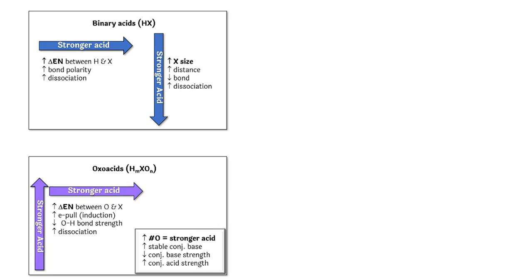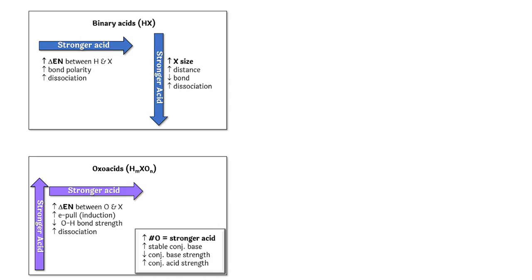For oxoacids, the periodic trend in both directions is based on electronegativity of the central atom X. So acid strength increases up a column and to the right across a row. The atoms are bonded in order of XOH.